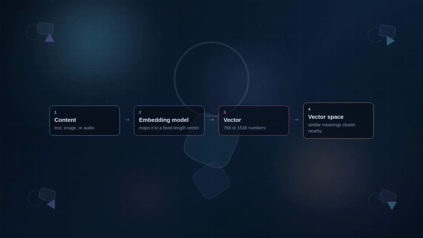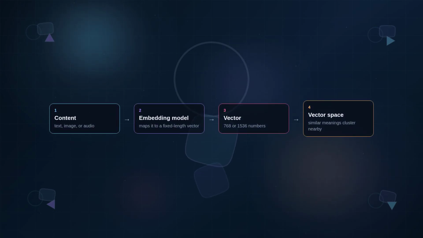The thing that turns content into numbers is called an embedding model. You hand it a sentence, an image, or an audio clip, and it returns a fixed length list of numbers. That list is the embedding, and we call it a vector. The length of the list is fixed for a given model. Common sizes are 768 numbers, or 1,536 numbers. Every item you embed with the same model produces a list of exactly that length, which is what lets you compare them.